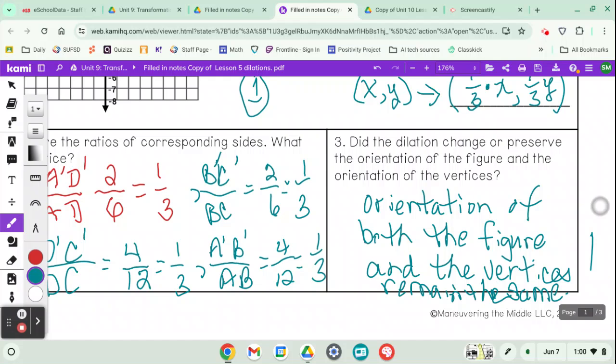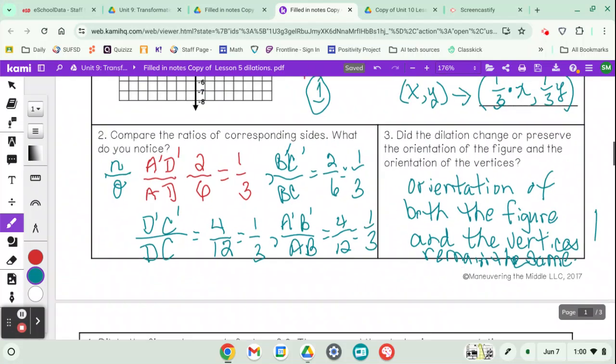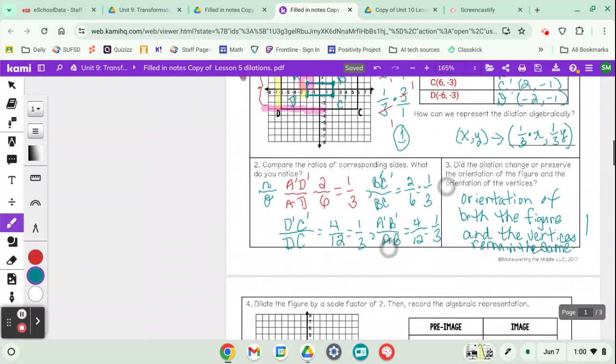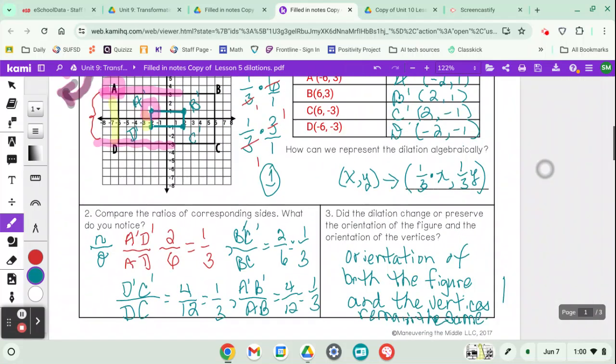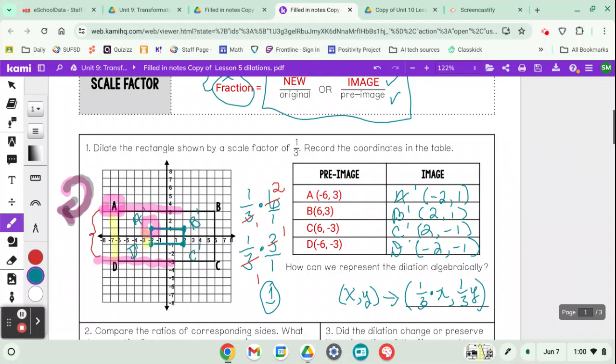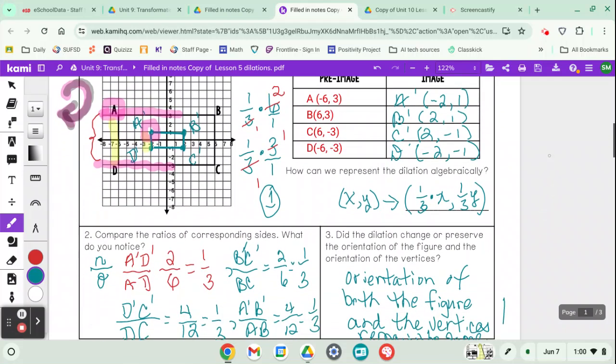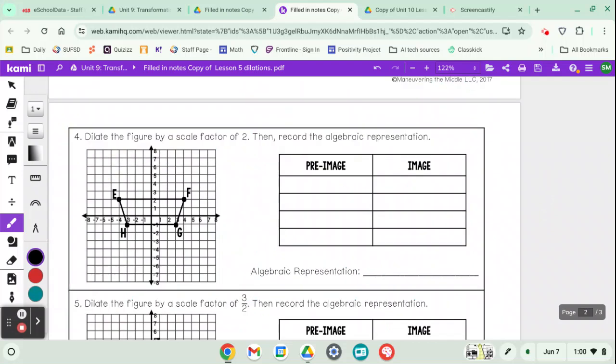Now, this is not a rigid motion, a dilation, because with rigid motions, your image and pre-image were the same size. And with dilations, we do not have the same size. But it is a transformation, which is a movement in the coordinate plane. Take a moment to record the coordinates for the pre-image. Traditionally in geometry, we go in alphabetical order and label the points clockwise. So we're going to start with E, F, G, and H.